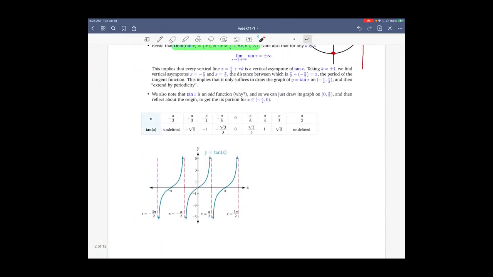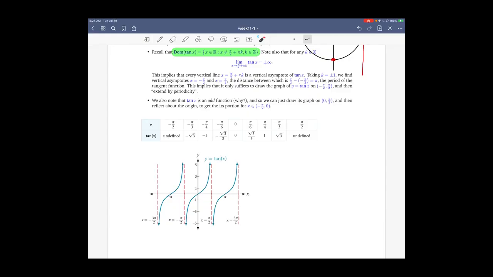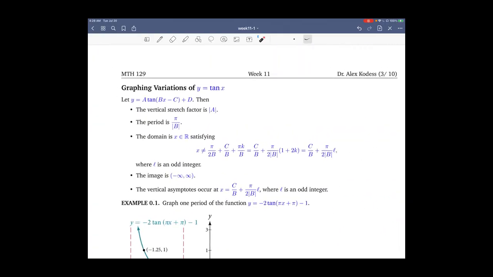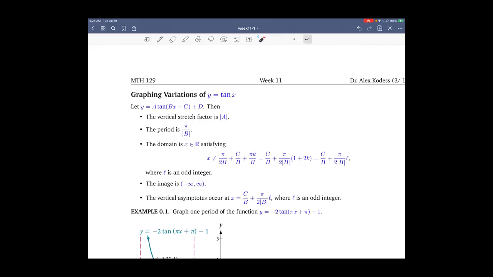And again, we see here in the picture the graph of tangent x. 3 branches of it. Let us now look at variations of tangent x. If instead of tangent x, we look at the function a tangent bx minus c plus d. Of course, this is nothing new. We just apply graph transformations to the graph that we already are familiar with.